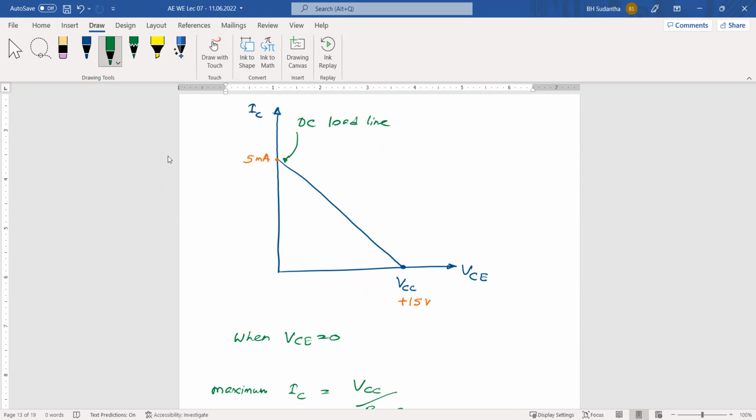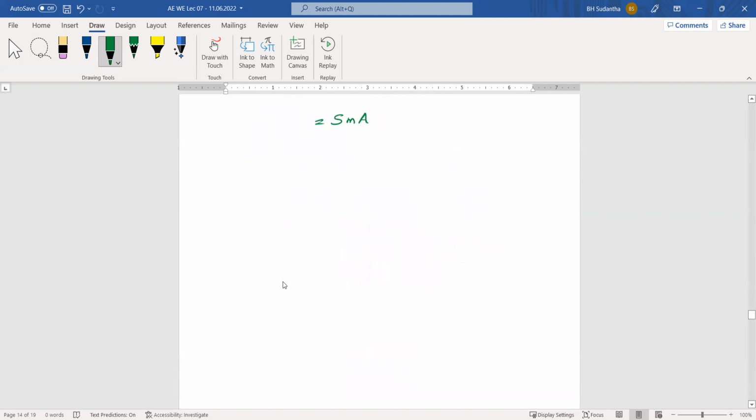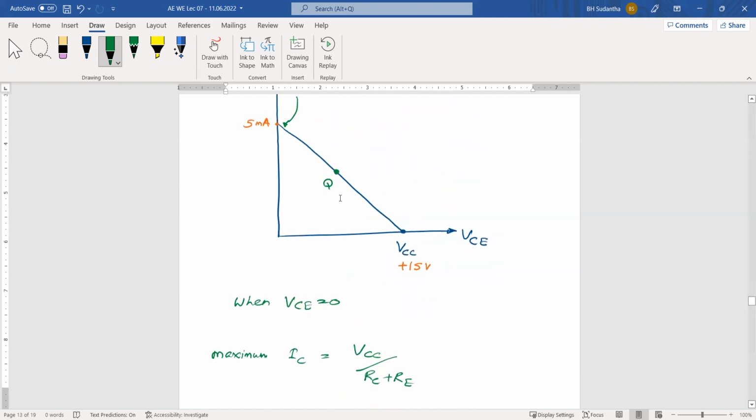Then we have to determine this operational point Q. Okay, based on the values available, we have to find the operational point. Then where can we start?